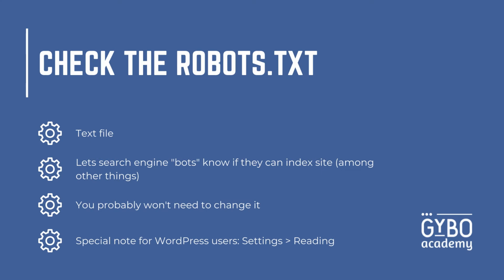One thing I want to note about the robots.txt file, if you're using WordPress, go into your settings and then go under Reading. There is a setting in there that says discourage search engines from indexing this website. Make sure that's unchecked. So if you ever notice that your website's not getting indexed by search engines, double check that setting, make sure it's unchecked.